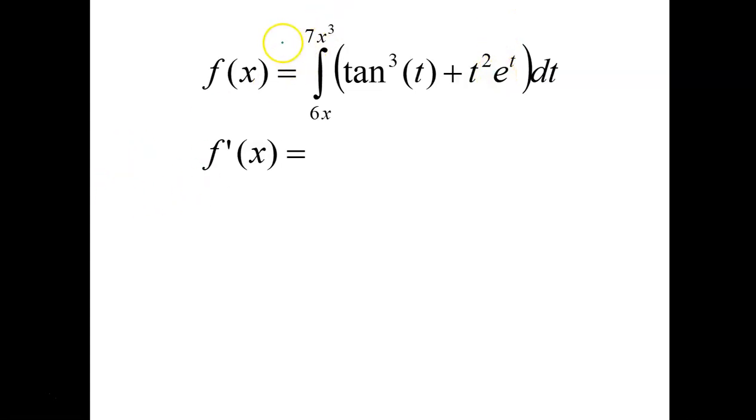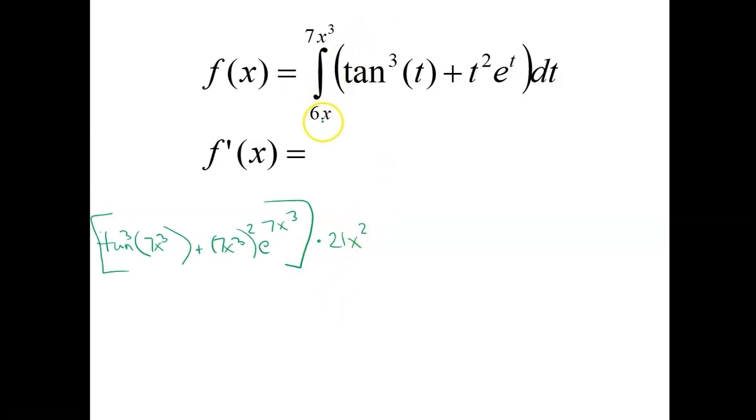Okay, so watch this. Again, derivative of integral, we know we're getting the same function back. I just have to do upper minus lower. So my first one is going to be tangent cubed of t. So tangent cubed of 7x cubed, and then plus 7x cubed squared e to the 7x cubed. So I plug in 7x cubed to this thing. Tangent cubed of that squared, e to that. And then to that whole thing, chain rule.